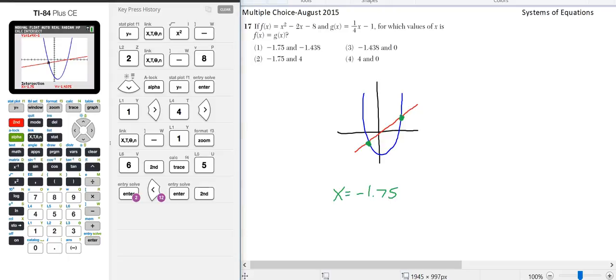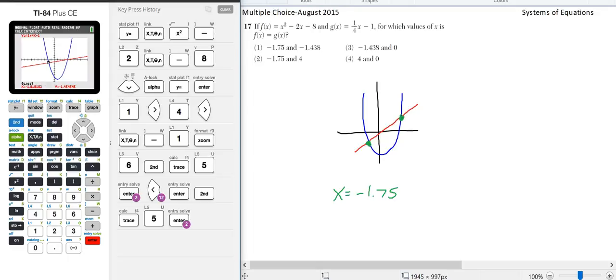Let's solve for the other one. We're going to do the same thing, second trace, calc menu, 5 for intersect, and we know that we're on the first curve because the x is equal to whatever and y is equal to whatever are the numbers that are in blue. So click enter. Notice how the numbers and the letters switch to red, so we know that we're on the second curve.